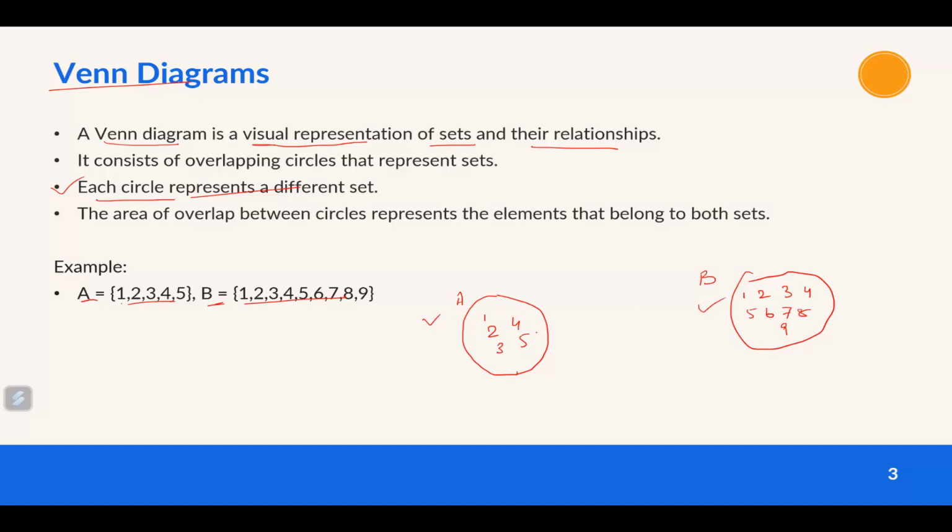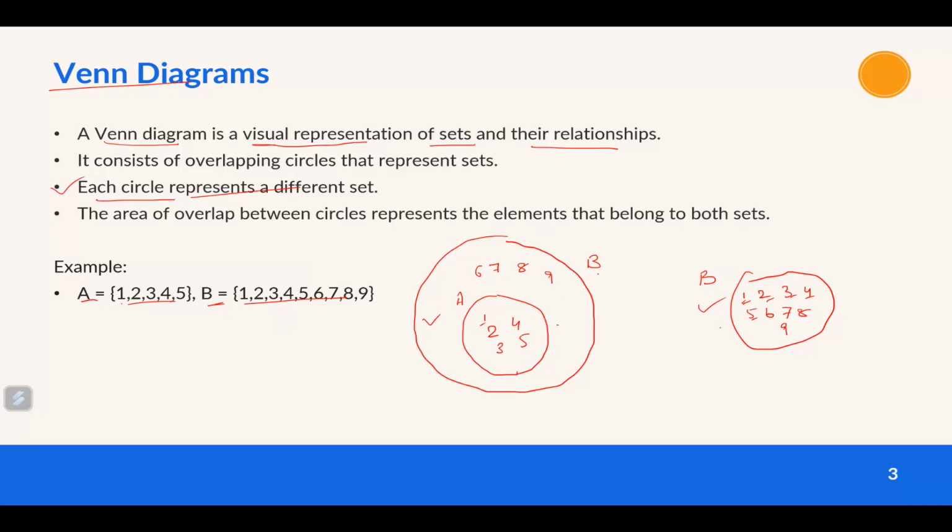But if these two sets are in the same universal set, we will not represent them separately, because some of the elements of A are also the elements of B. So what we will do is write the set A like this, and enclose it in a bigger circle, set B. Since all the elements of A are in set B, you can see 1, 2, 3, 4, and 5 are in set B. So all the elements of A are in set B. We'll write the remaining ones in the outer circle, 6, 7, 8, and 9.